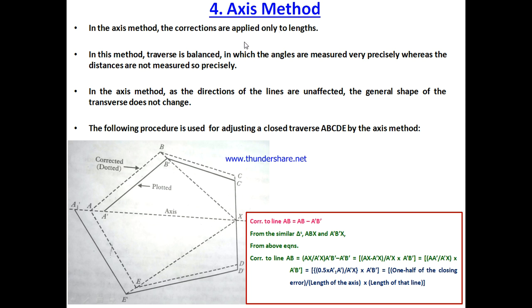No corrections are applied to the bearing of the line, because the bearing of the line is all calculated in this case also with high precision value, just like the transit rule. In this particular method the traverse is balanced in which angles are measured precisely. So now in the axis method, as the direction of lines are unaffected, I mean to say angle or bearing, then the general shape of the traverse will not change. Only we need to calculate the closure of the traverse on the basis of the linear measurement.